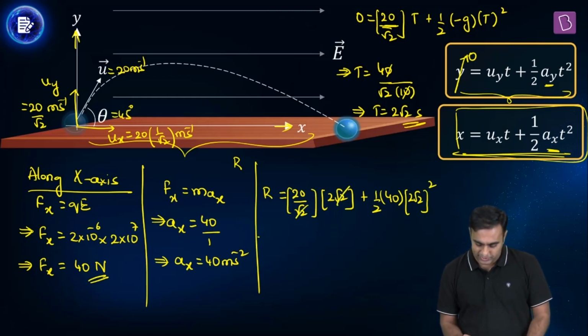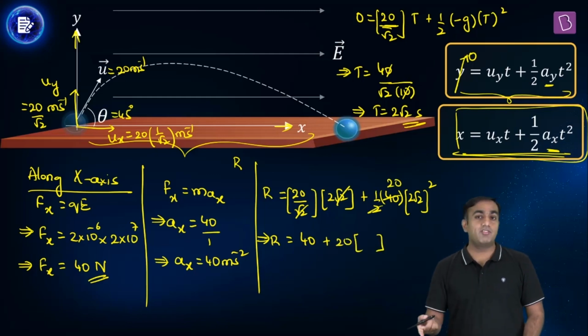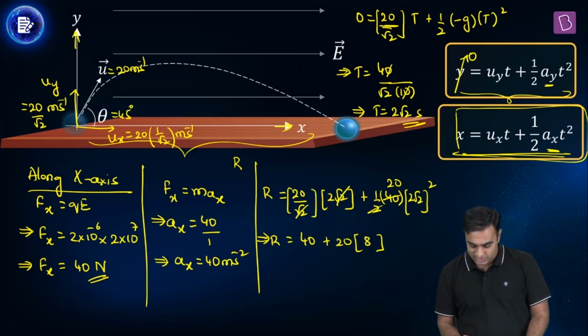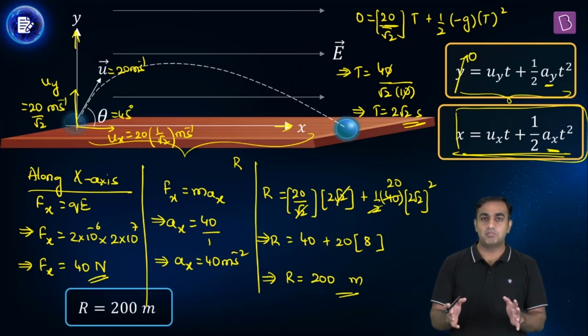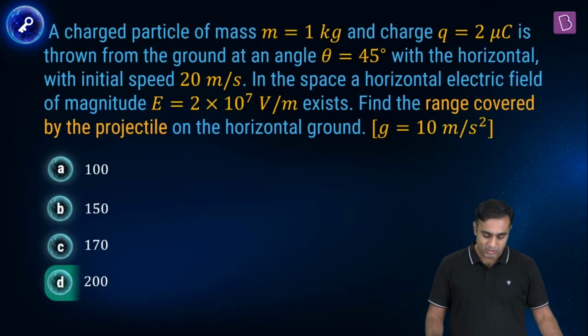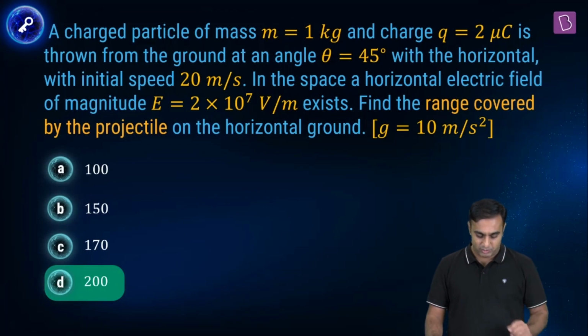Root 2 and root 2 will get cancelled. This will turn out to be 40 meter plus this will be 20 into 2 root 2 whole square will give you 8. So simplifying this, we get 40 plus 160 or 200 meter. That's the horizontal range of this particle over the ground. Now, let's look at the options. The correct option is D, 200 meter.